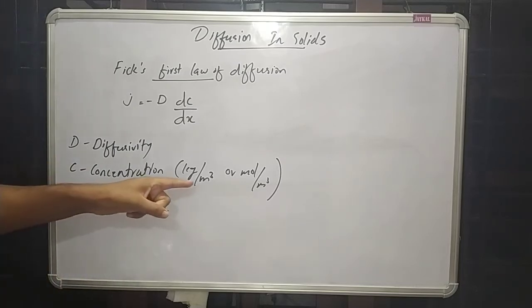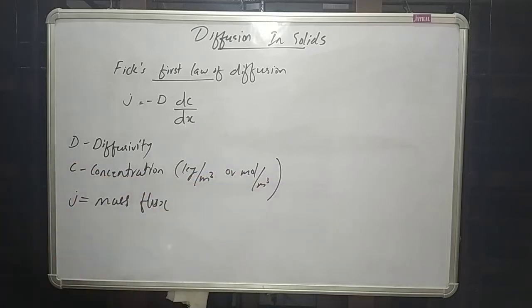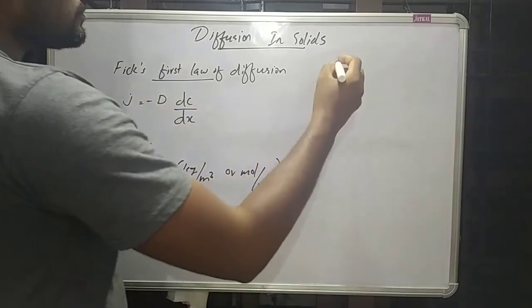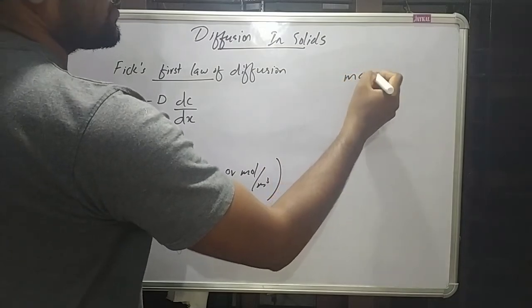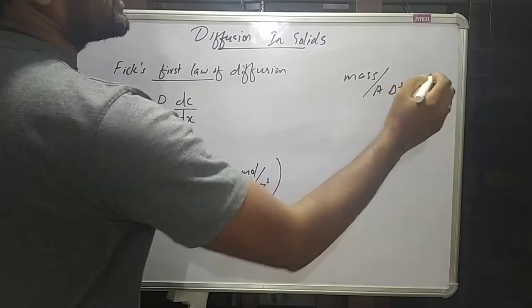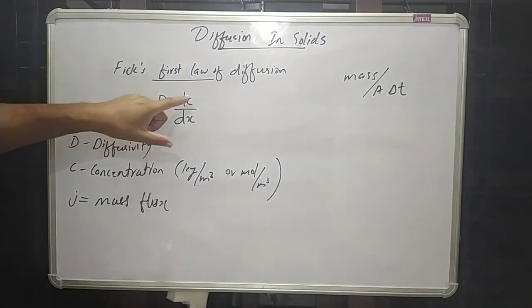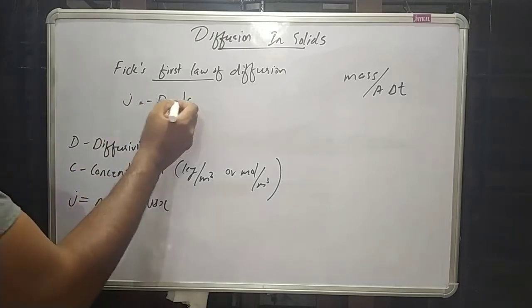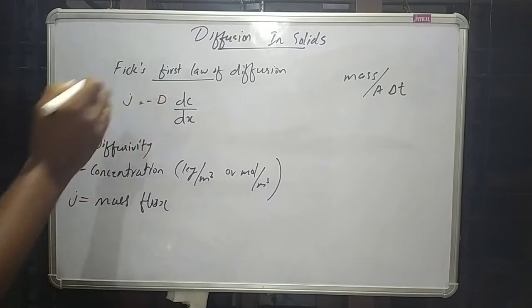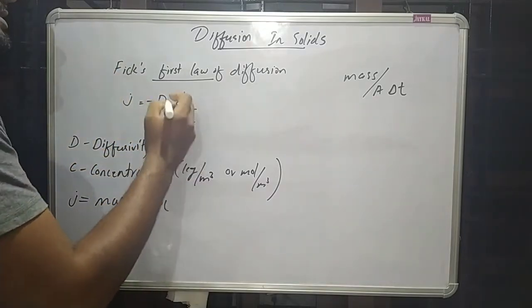The unit of concentration is usually represented in kilogram per meter cube or mole per meter cube. Mass flux means flow of mass per area in an interval of time. So mass flux is equal to minus D into dc by dx. This dc by dx is the concentration gradient, and this is a negative quantity. That's why this minus sign comes here.